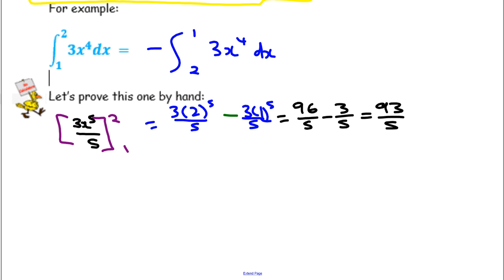I just forgot what the next thing was. So we're doing that, and now we're proving that when we do this one up here, we get the same answer. Say, imagine the negative's not there. I'm just going to find the answer to this, and then just prove that it's the opposite sign.